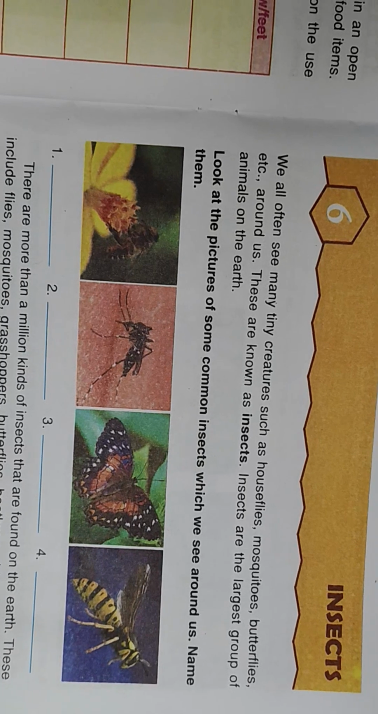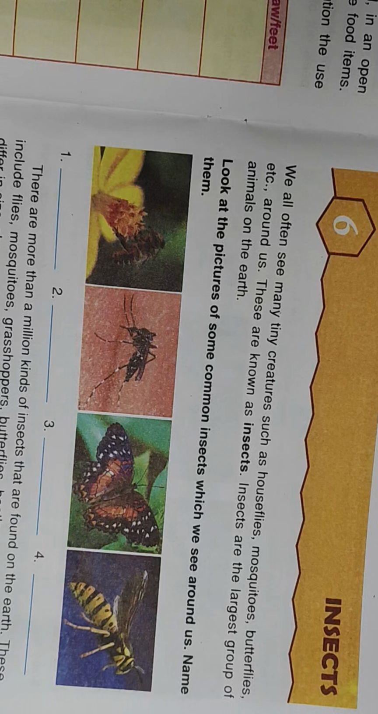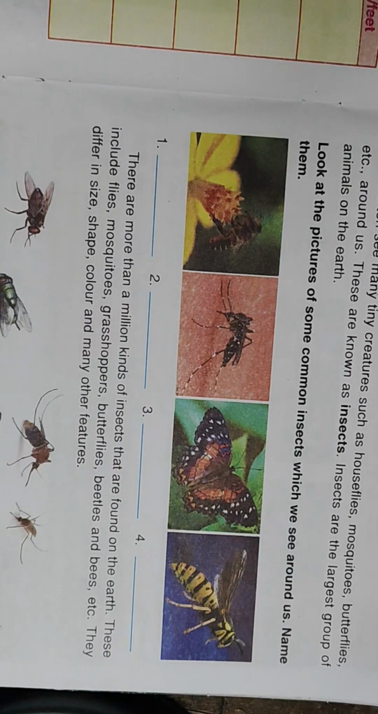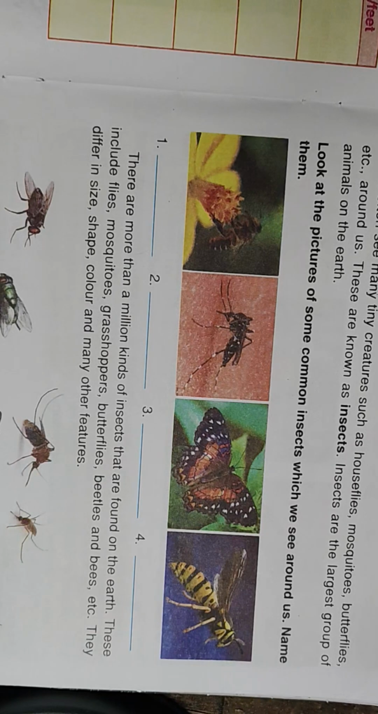Look at the pictures of some common insects which we see around us. Name them. Butterfly, mosquito, bee, termite, and so many others. There are more than a million kinds of insects that are found on the earth. These include flies, mosquitoes, grasshoppers, butterflies, beetles, and bees, etc. They differ in size, shape, color, and many other features.